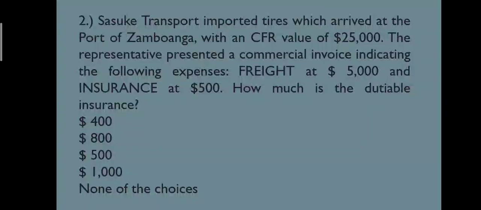Second, Sasuke Transport imported tires which arrive at the port of Zamboanga with a CFR value of $25,000. The representative presented a commercial invoice indicating the following expenses: freight at $5,000 and insurance at $500. How much is the dutiable insurance?